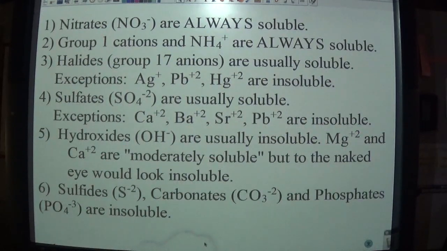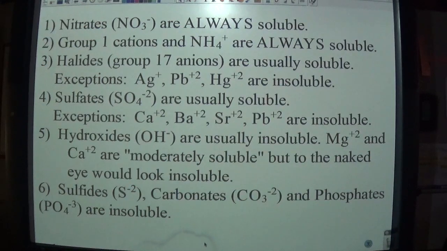We say that those are called moderately soluble. If you were to look at it with your eye, you would see that it looks cloudy. It would precipitate out. We would say that it's insoluble. However, there are enough of those things dissolved that it would cause some issues later on in life. If you've ever had to take milk of magnesia, that is a magnesium hydroxide solution, and you can drink it. There's enough of it dissolved, but it's usually going to be insoluble in our class.